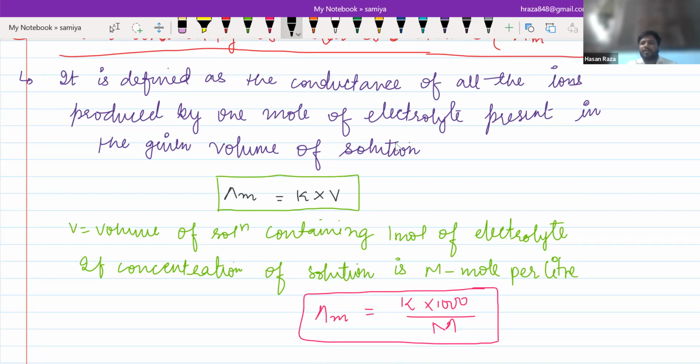Let me check. Okay. So basically, what is molar conductivity? Conductance due to 1 mole of electrolyte in the given volume of solution. So molar conductivity is equal to conductivity into volume. Now see, if the volume of solution contains 1 mole of electrolyte, and if the concentration of solution is M mole per liter, that means lambda m, molar conductivity, will be kappa into 1000 upon M. Now it's important to note its unit.